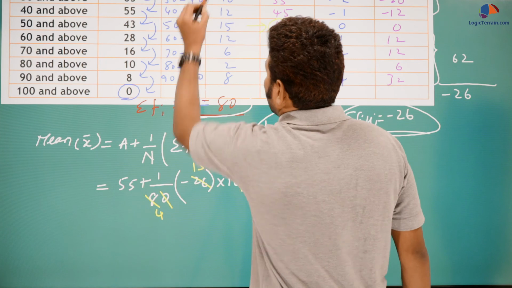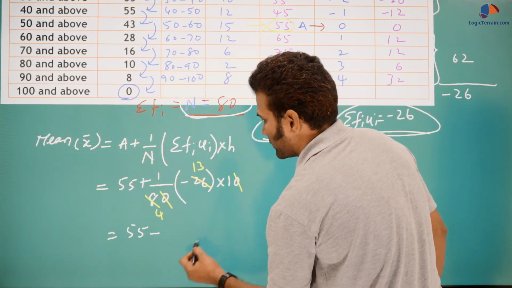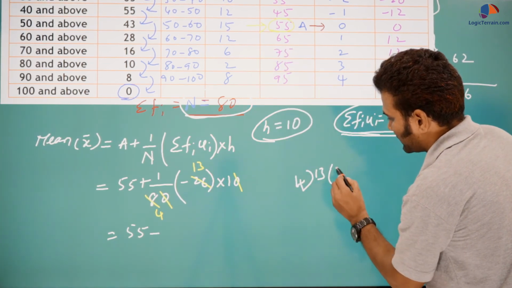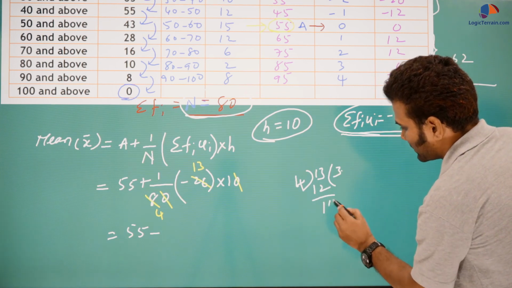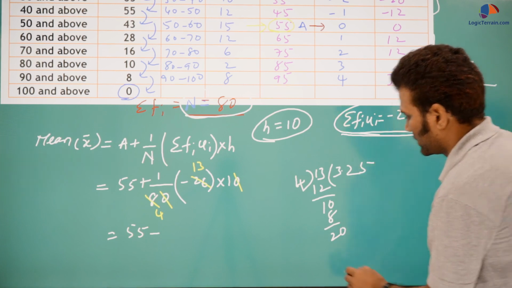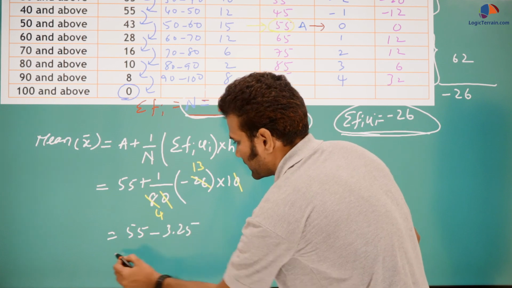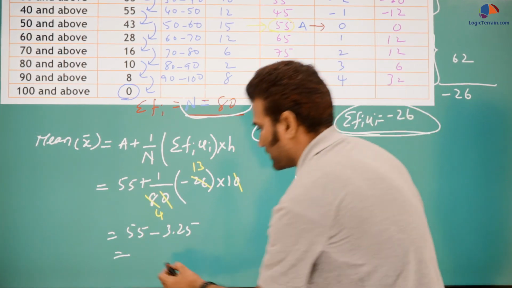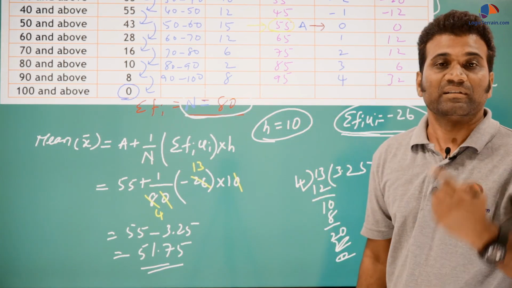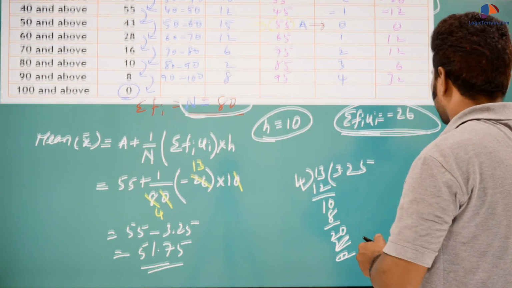Now further, 55 plus, into minus, minus 13 upon 4. Now when you divide 13 by 4, 3 4s are 12, we get 1, then 10, 2 times 8, 2, then 20, 5 times 4 is 20, 0. So this is 3.25. So when you subtract these two, we'll get 51.75. This is the mean of the given cumulative frequency distribution of students' marks.